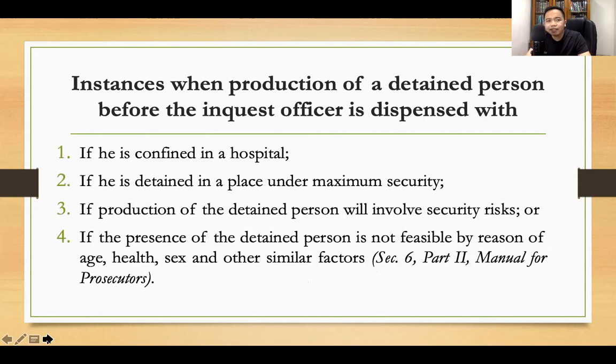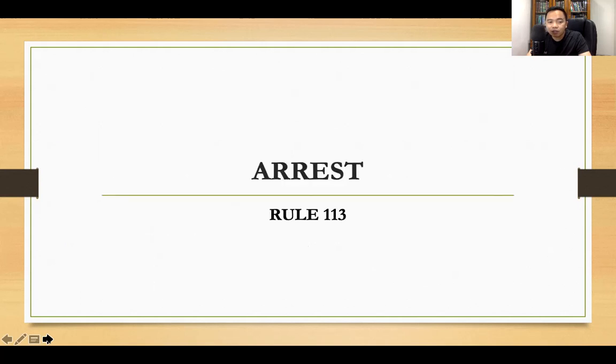Now, what are the instances when the production of the detained person before the inquest officer is dispensed with? If he is confined in a hospital, if he is detained in a place under maximum security, if production of the detained person will involve security risk, or if the presence of the detained person is not feasible by reason of age, health, sex, and other similar factors.